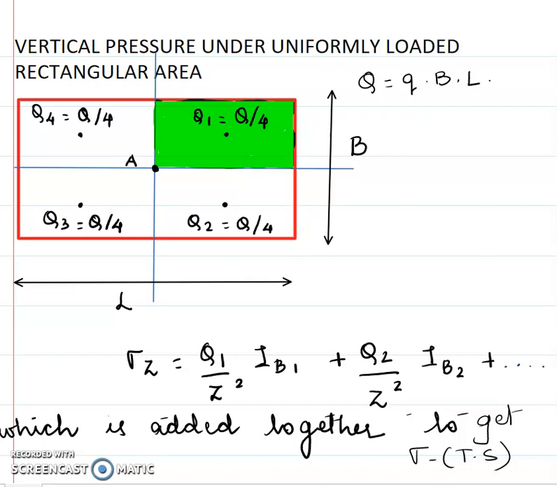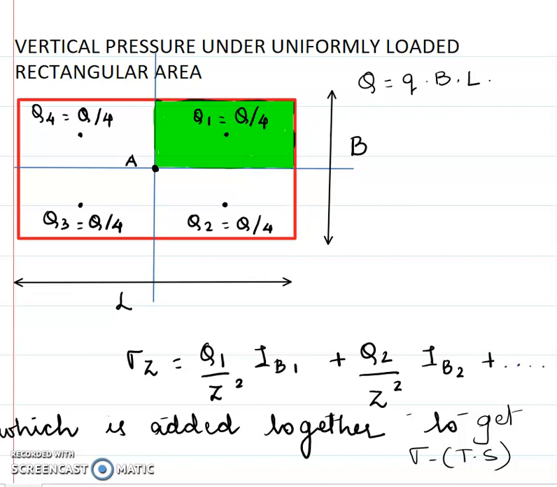So the next thing that we are going to study under stress distribution is how to determine stress at a point in a soil mass wherein the area is rectangular and uniformly loaded. Alright. So the equations that we are going to study here are valid for two cases. The first thing is the load is uniformly distributed load and the area is rectangular.